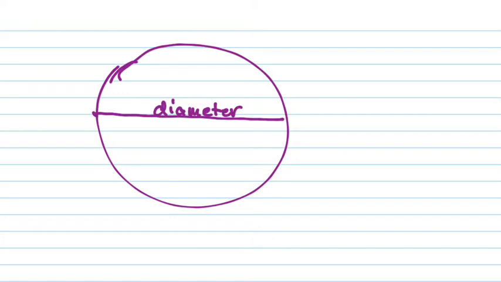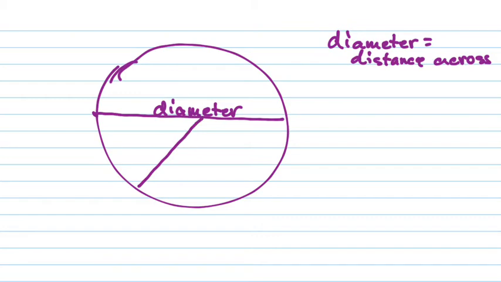All right? So diameter is the distance across. Now, when we say across, we always mean through the middle. You don't need to write that down, but always know it's going through the middle. Then you have another measurement that goes from the center to one edge, and that's something called the radius. So that's halfway across.